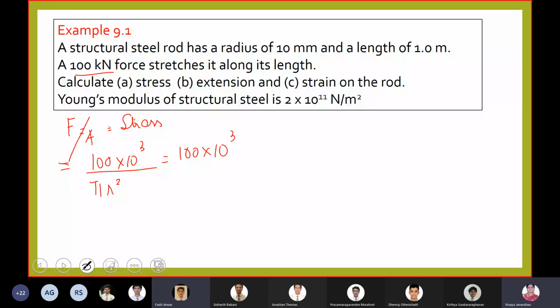It's 3.14 into, is it 10 raised to minus 4? 10 raised to minus 1? No, I think so. 10 into 10 to the power of, yesterday I made a mistake, 10 to the power of minus 2, the whole square. Correct? Yes, ma'am. Okay, then what should I do?